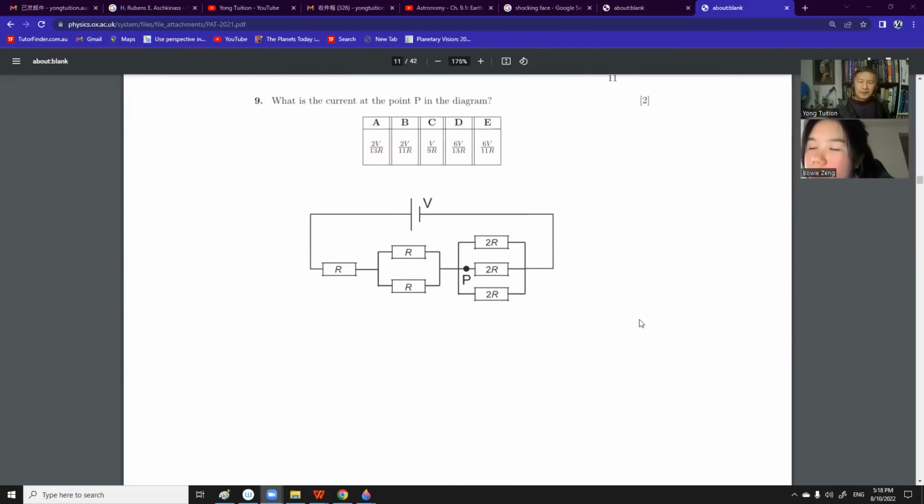DC circuit resistance. Okay. What's the current at the point P? In the diagram. So you have used either Ohm's law and the formula for the parallel configuration, or I want to try series. Yes.